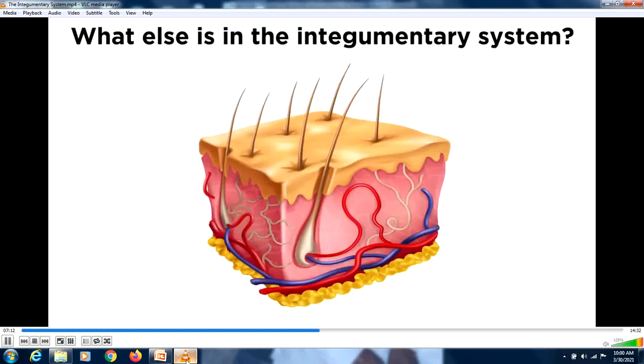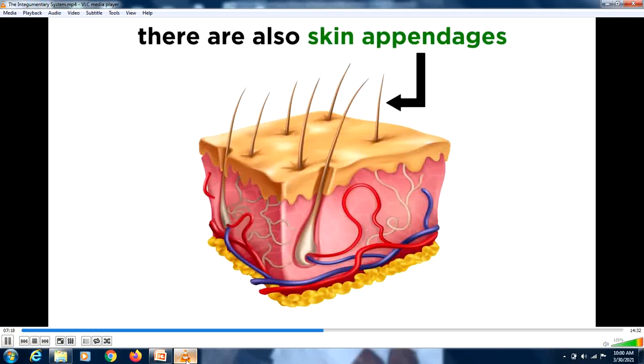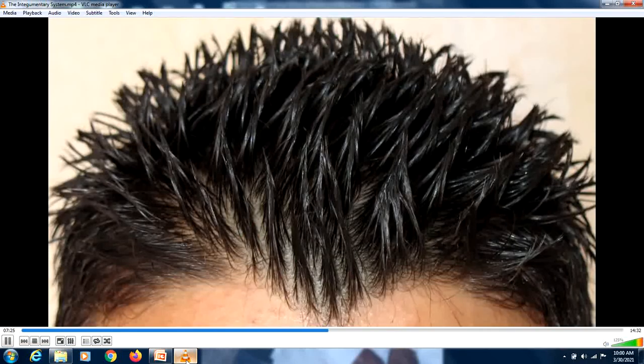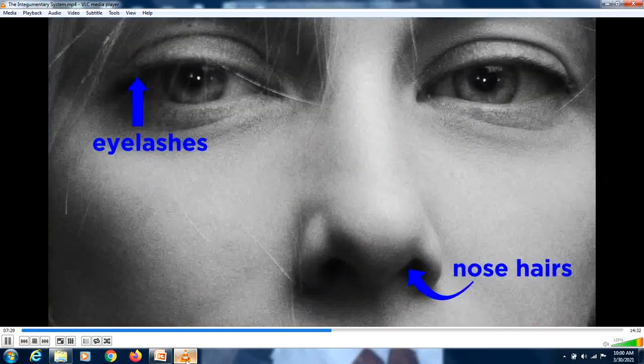That wraps things up for the skin, so let's just briefly touch on the other components of the integumentary system, which are called skin appendages. First, there is hair. Of course, most of us have lots of hair on our heads, but there is also hair all over the body, including eyelashes and nose hairs, and these all have specific protective functions.